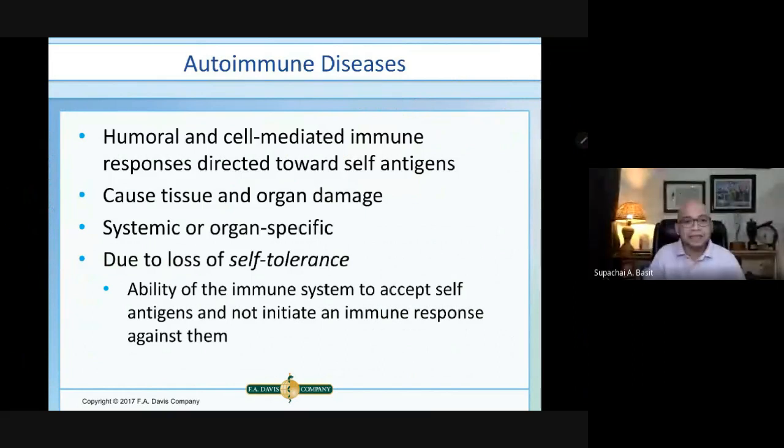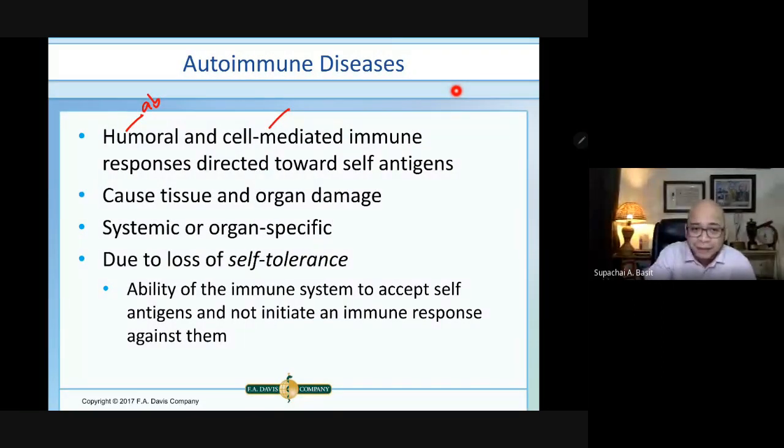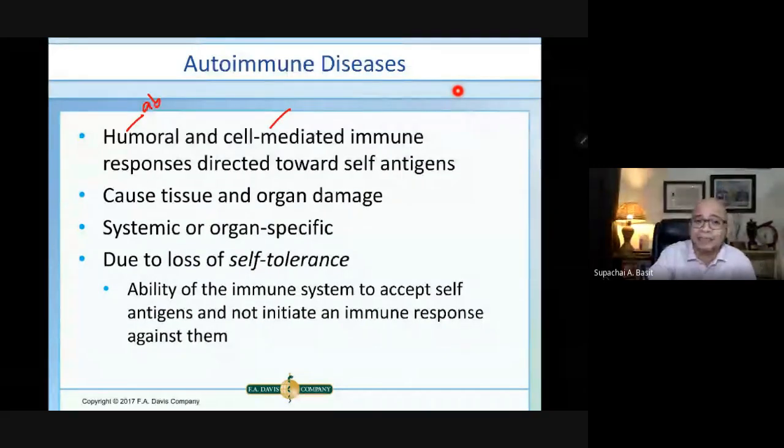Again, to emphasize, humoral means that our own antibodies can attack our self-antigen. Cell-mediated means that cells of the immune system, such as the cytotoxic T cells, can actually attack our own body, and it can cause tissue and organ damage. So that's the reason why there are two main types of autoimmune diseases. We will be discussing them specifically later on, and that would be systemic or organ specific.